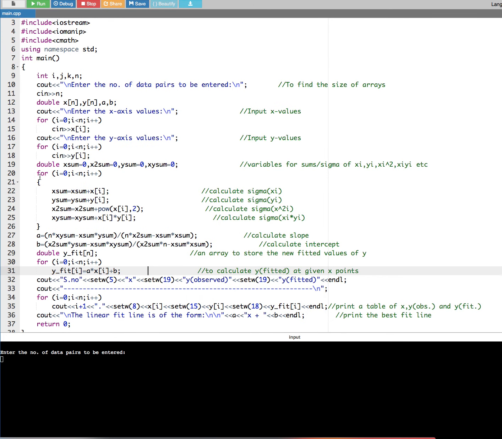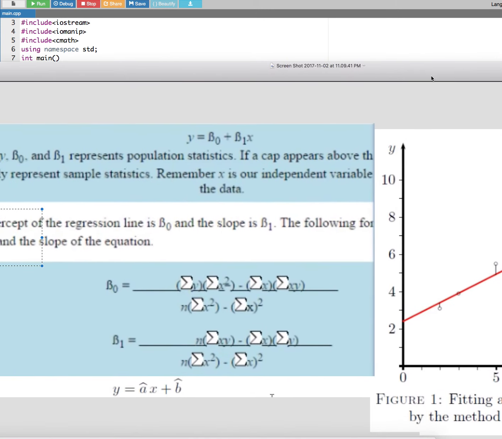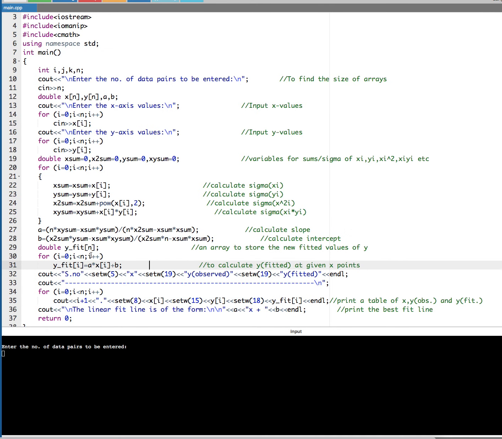Now we are using a for loop, and then we are storing these things: sigma x, sigma y, sigma x square, sigma xy. After that, we are using this same equation. If you look at it, y is equal to beta naught plus beta 1 x. Here, beta 1 is our slope. So to find the slope, we have to use this equation: n times sigma xy minus sigma x times sigma y, over n times sigma x square minus sigma x square. Same thing we did here.